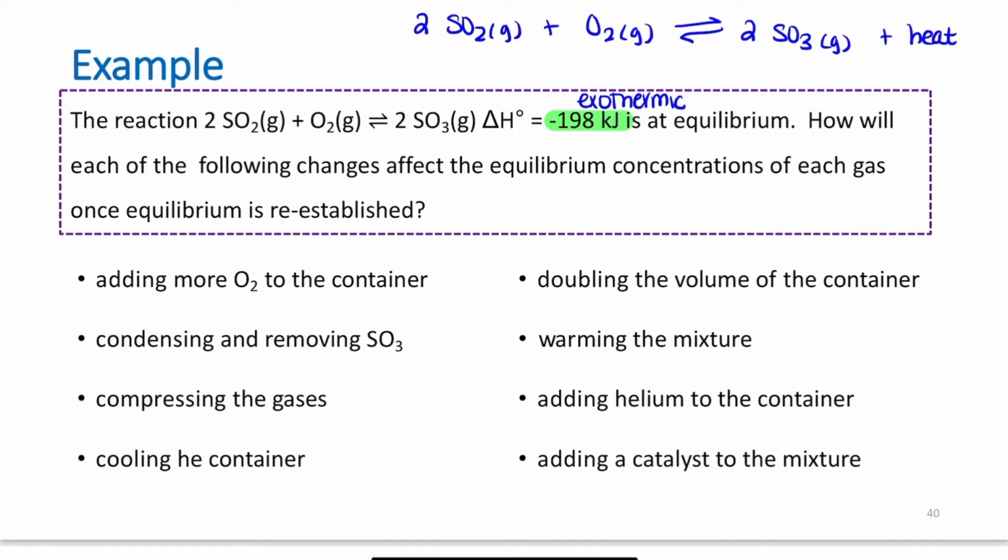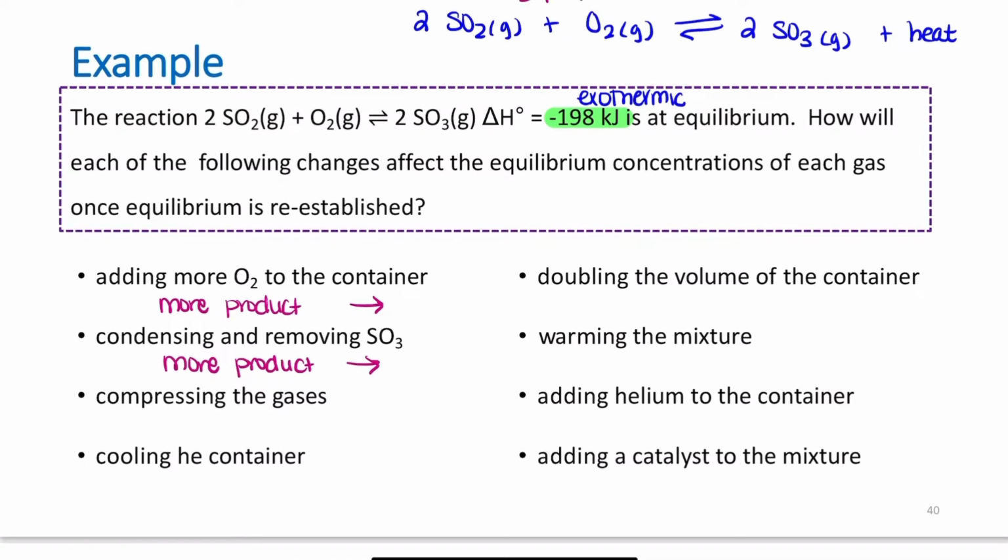What if I add O2 to the container? I increase the reactant, so more product, or it's going to move to the right. If I remove SO3, it's got to make more of it. It's going to move to the right. What if I compress the gases? I have 3 moles of gas over here, 2 moles of gas over here. Compressing, more product. It's going to move to the right.